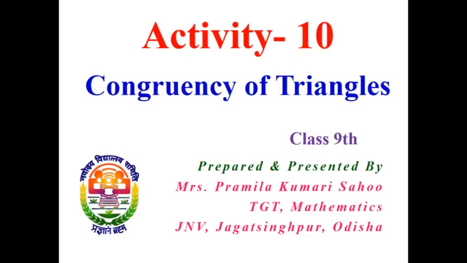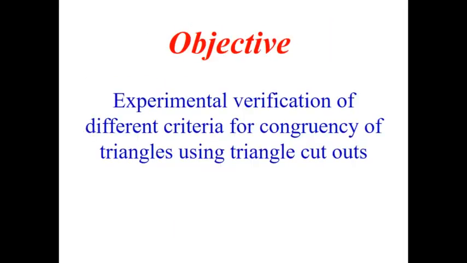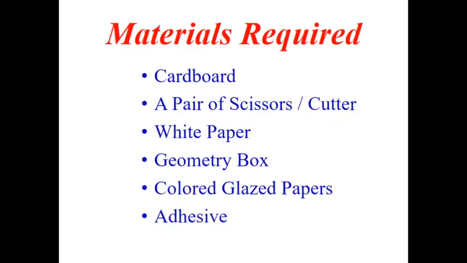Dear students, let us start our next activity, congruency of triangles. Objective of this activity: experimental verification of different criteria for congruency of triangles using triangle cutouts. Materials required for this activity: cardboard, a pair of scissors or cutter, white paper, geometry box, color glazed papers, adhesive.